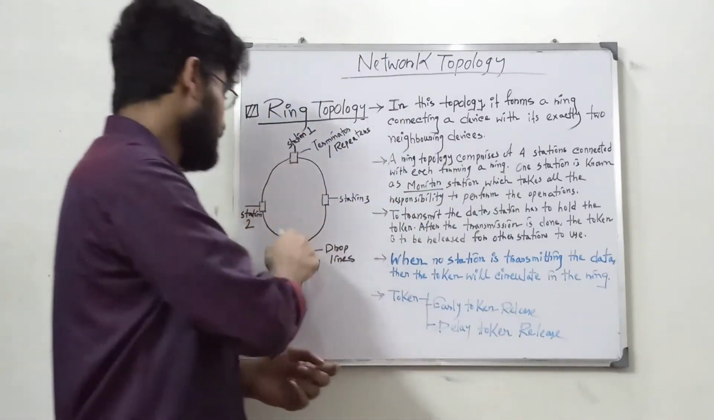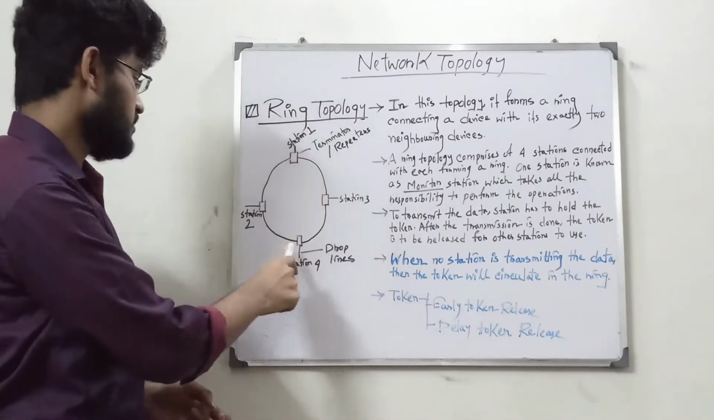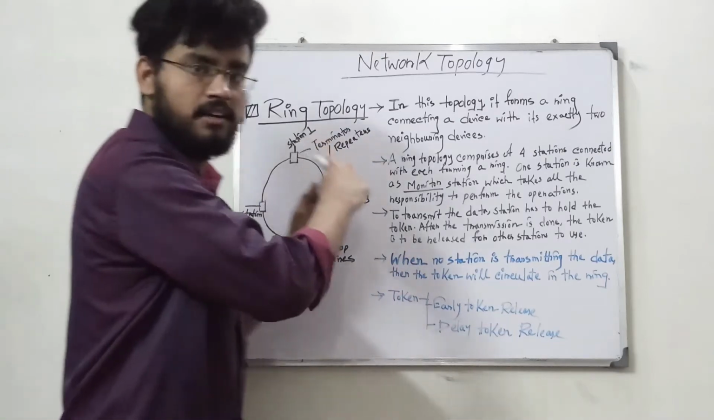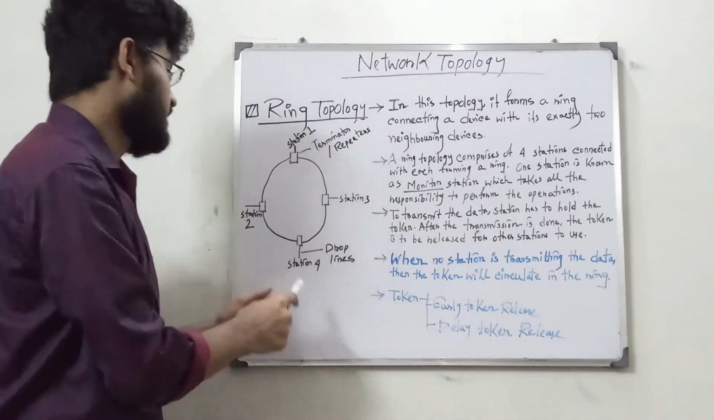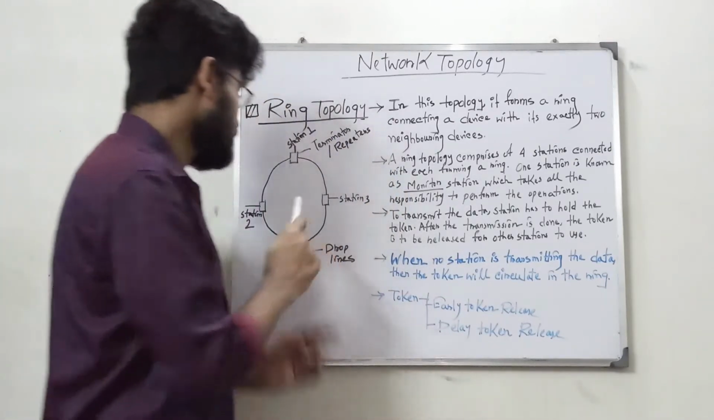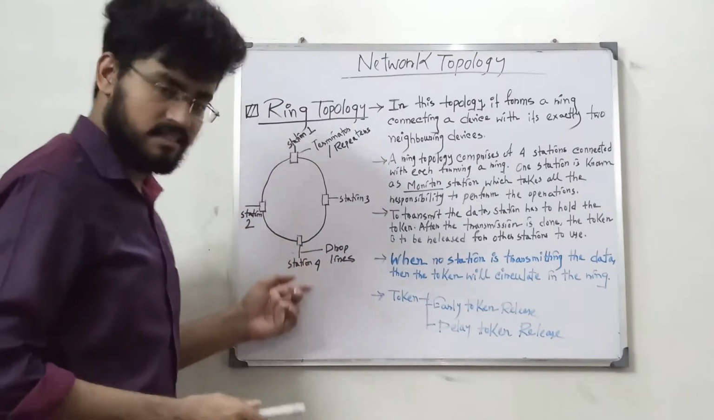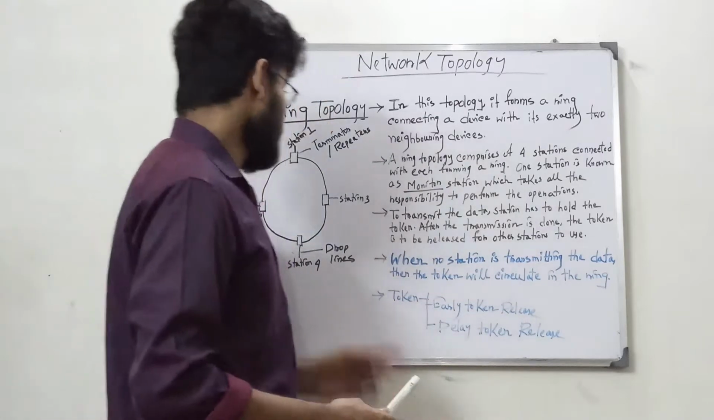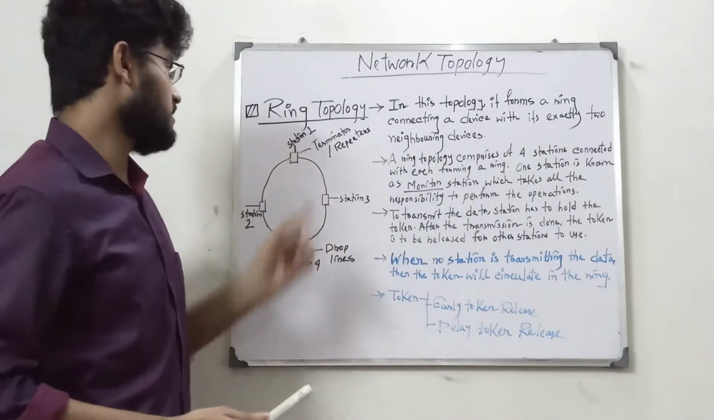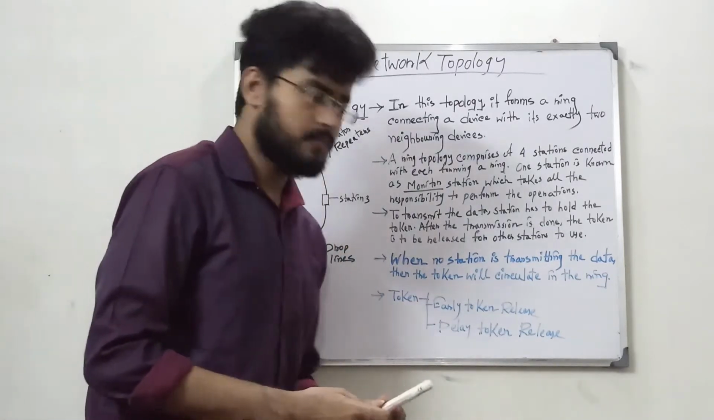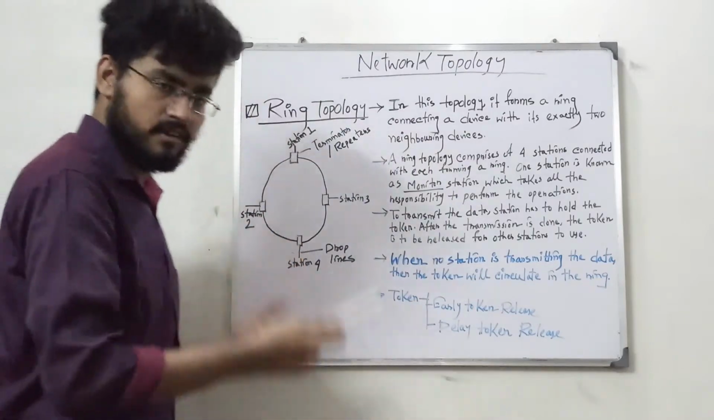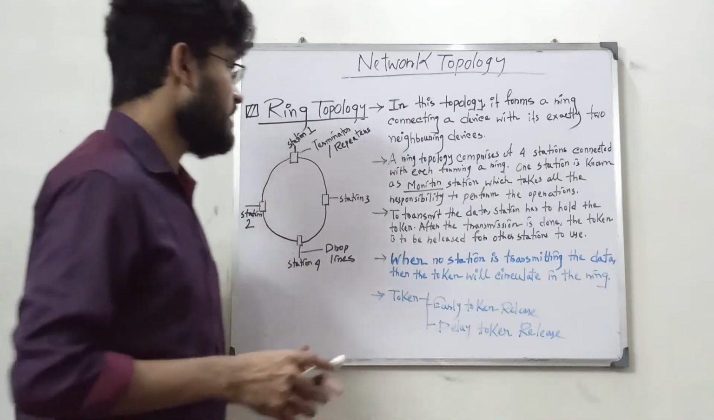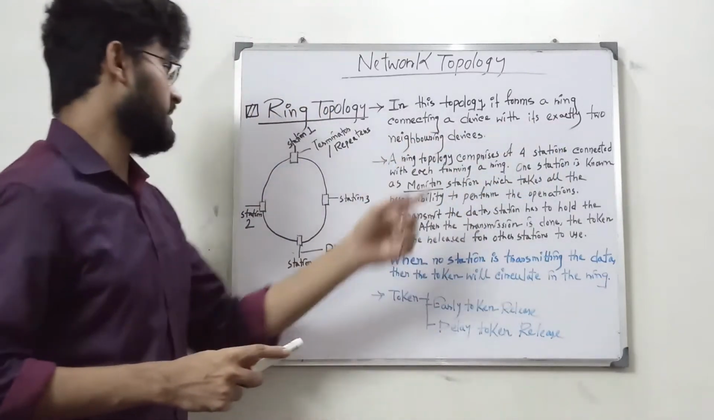These are all the devices: station 1, station 3, station 4 and station 2. All the devices are connected, forming a ring. The lines through which the stations or devices are connected to the ring are called the drop lines. And there is a station called the transmitter or the repeater. Here all the devices are connected by forming a ring, with exactly two neighboring devices.